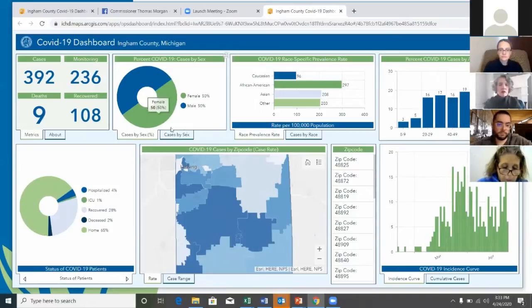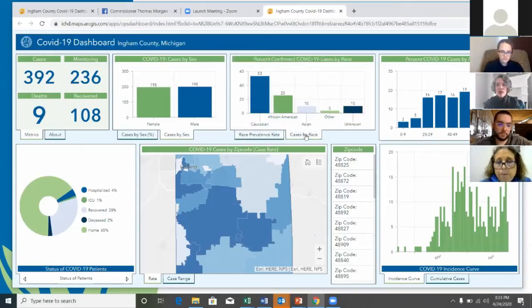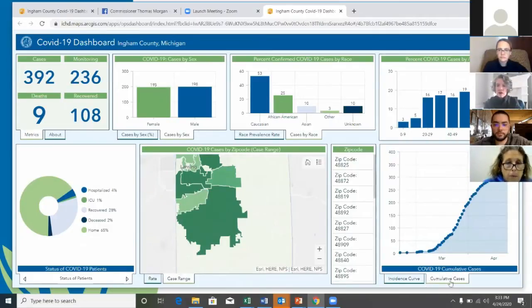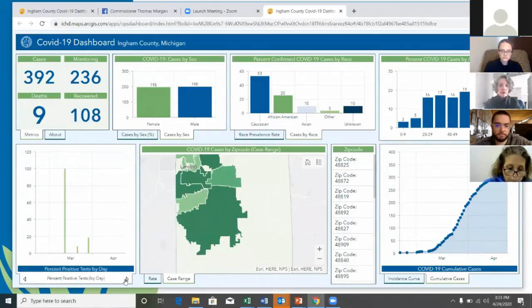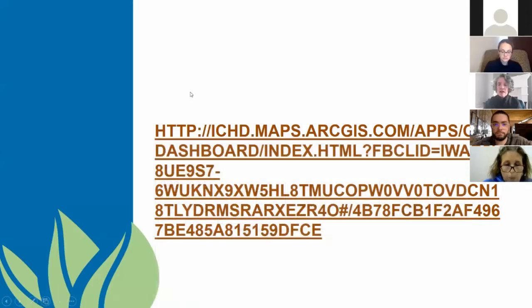So you can basically flip here by cases by sex percent, cases by sex number, race percent, race number. Down here you can get both a rate and a case range. And I think there's one over here too. Here's your cumulative cases. So just look at these different tabs down here and you can see basically the data that we put on this dashboard. So much of that is the same data that I share with you every week by PowerPoint.